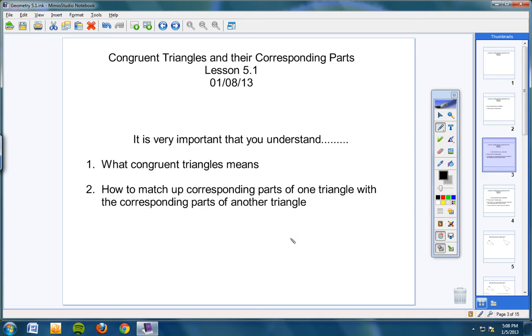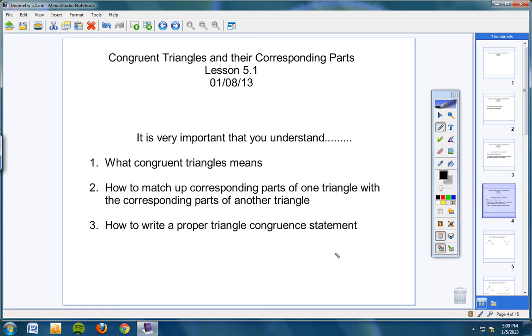Number two, you must know how to match up corresponding parts of one triangle with the corresponding parts of another triangle. That is extremely important. We'll be going over that today. And again, I'm intentionally going too fast. You will have to have the teacher pause this as you write things down. And then thirdly, we are going to be looking at how to write a proper triangle congruence statement.